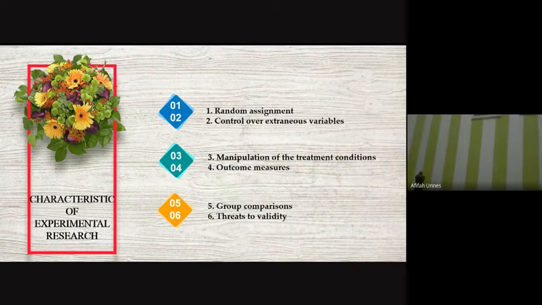And the third characteristic of experimental research is manipulation of the treatment condition. Once you select the participants, you randomly assign them to either a treatment condition or the experimental group. In experimental treatment, the researcher physically intervenes to alter the condition experienced by the experimental unit.